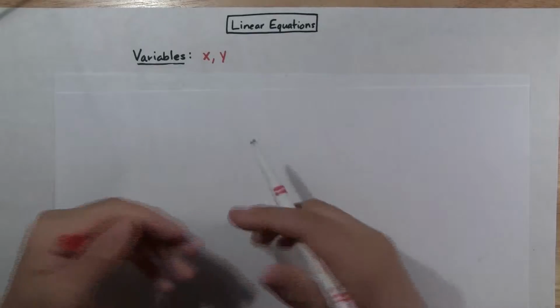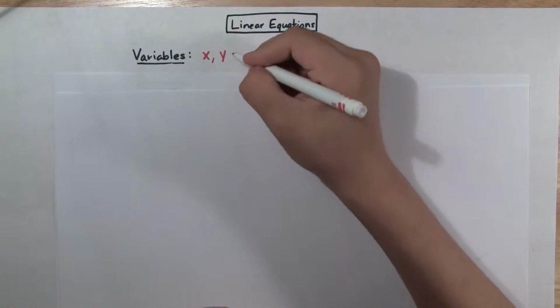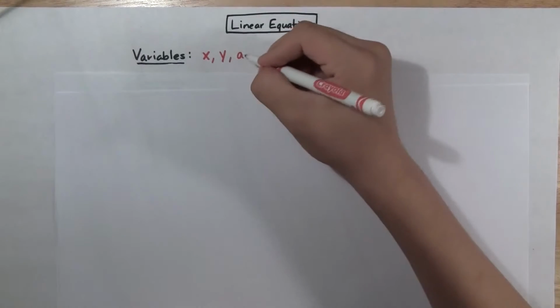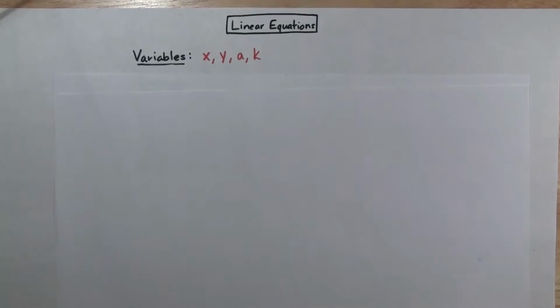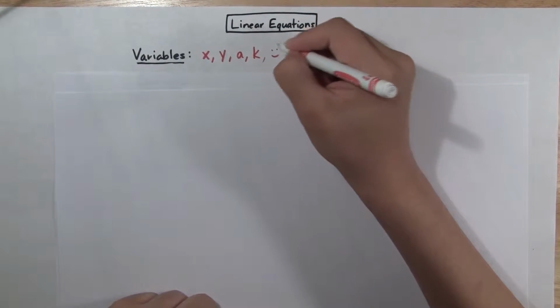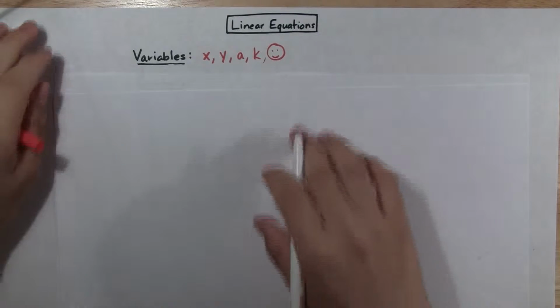So you're not only limited to x and y, you could have any different letter. You could have something like a, that could be a variable. Something like k, that could also be a variable. Now typically k is used to represent a constant, but that's not always the case. You could even have something absurd be a variable, like a smiley face. Basically, all a variable is, is a quantity that can change depending on what you're putting into it.